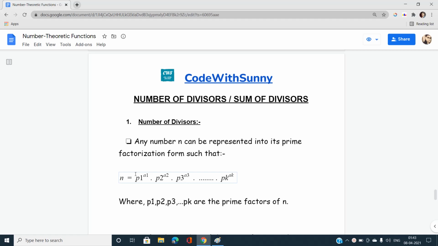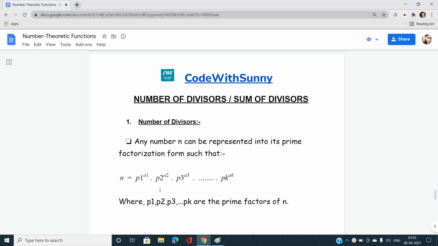You can easily see that if we start from 0 up to a1, we will have a1 plus 1 choices for choosing this first term. Similarly, for p2 power a2, you can choose p2 power 0, or p2 power 1, or p2 square, p2 cube, and it goes up to p2 power a2, and again there will be a2 plus 1 choices for choosing this number.